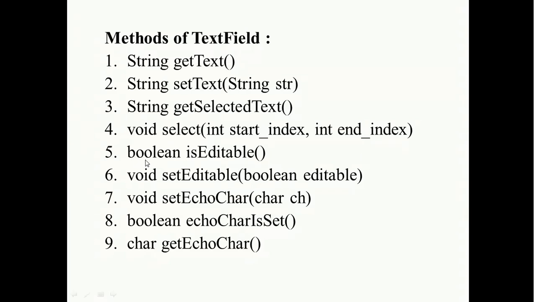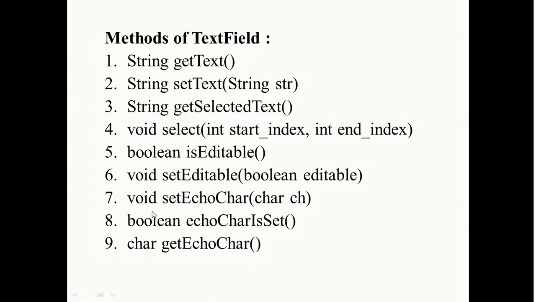Then fifth method is boolean is editable. This method is used to check whether modification of the content of the text field is allowed. It depends on the is editable method. Sixth method is set editable. This method is used to determine whether the text field is editable or not, and the parameter is boolean editable.